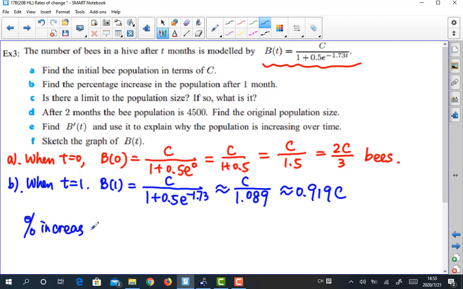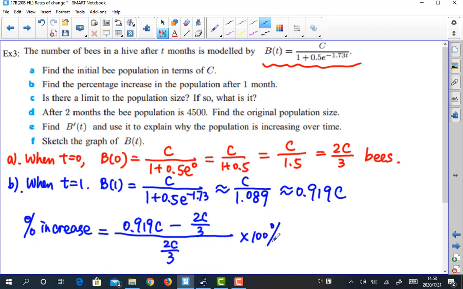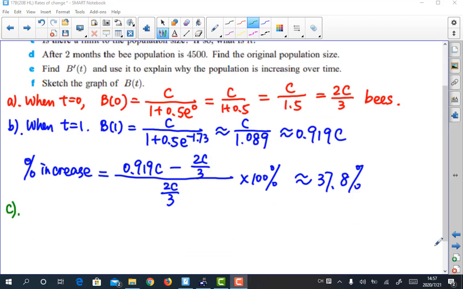How can we find the percentage increase? The percentage increase equals the new value, which is 0.919C, minus the initial value, over the initial value, times 100%. C can be cancelled out. So this fraction is the same as 0.919 minus 2/3, over 2/3. Times 100%, it's around 37.8% increase.